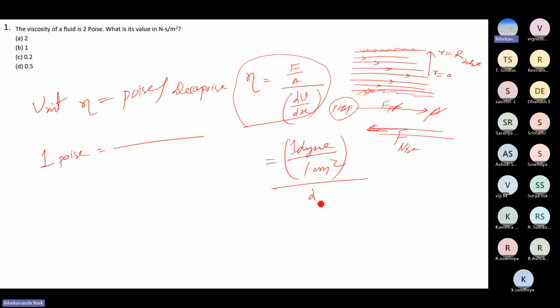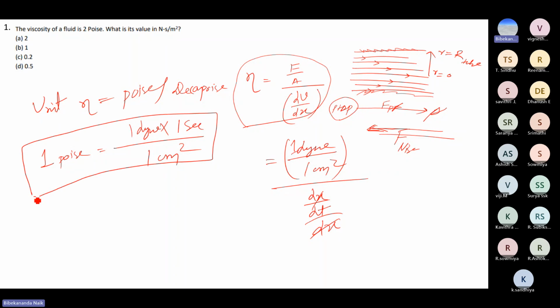So dv by dx is d(dx by dt) by dx. So dx cancels out, and it will be only dt in the denominator. So it will be 1 dyne into 1 second divided by 1 centimeter square. So this is the expression for 1 poise. 1 poise is 1 dyne into 1 second divided by 1 centimeter square.